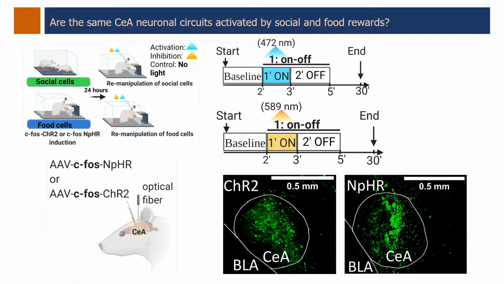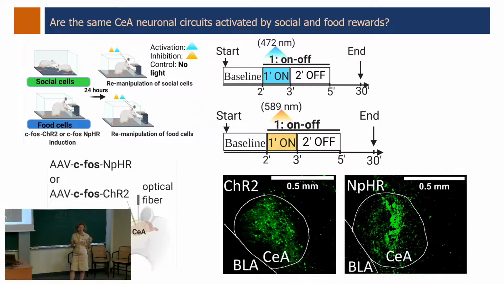Okay, but as I told you at the beginning, we were looking for some differences. Until now we saw that similar pathways or similar neuronal populations in the central amygdala are involved in control of social behavior and food motivation. But we wanted to know whether there are some differences in the populations involved. And at this point, we decided that we need a kind of shortcut, because as I showed you, there are plenty of projections, so this system is very complex.